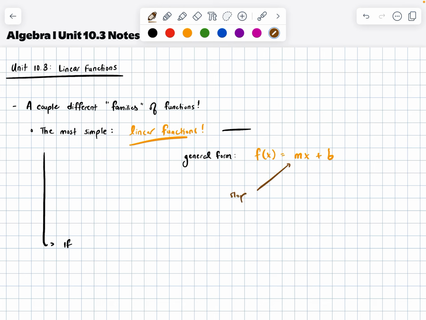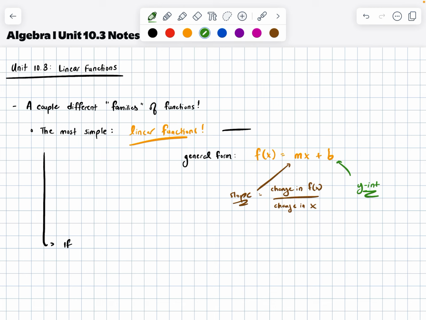And again, we know these variables m and b are going to tell us some stuff about our line. Well, m is still going to represent our slope, which we define as the change in values of y, here represented by f of x, over the change in values of x, more simply, our rise over run, and b is still going to give us our y-intercept, the place where we cross the y-axis.